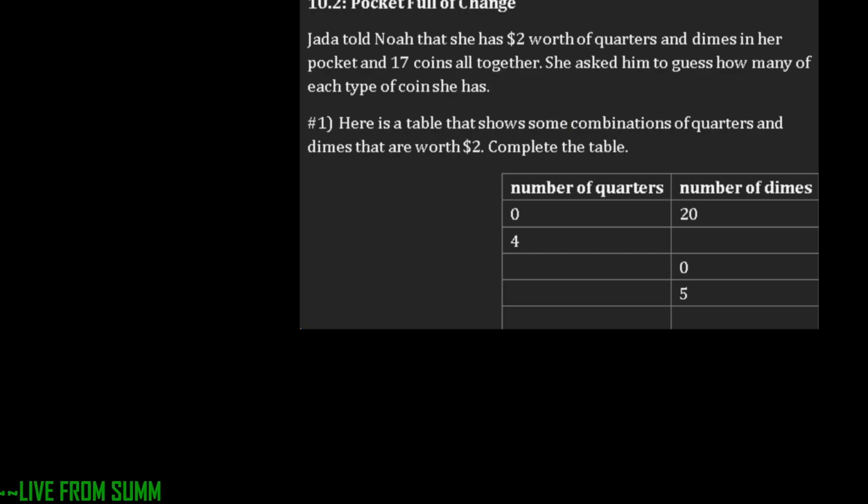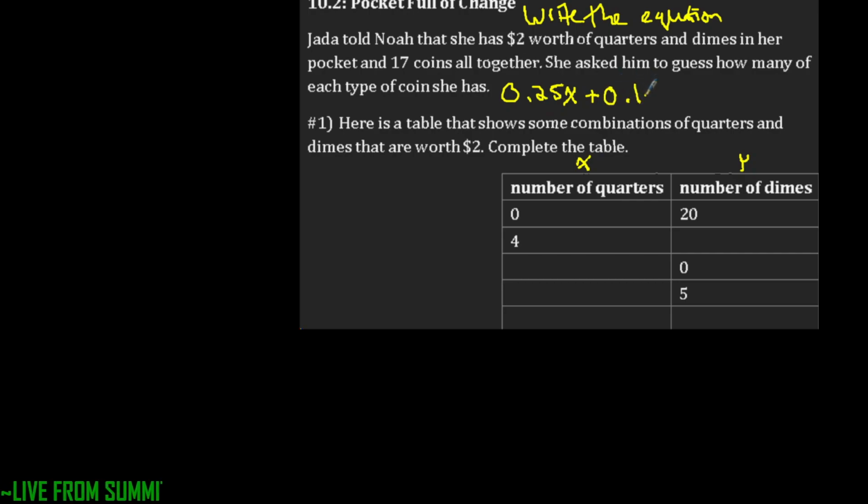So first we need to write the equation. So first step, write the equation. The equation that goes along with it, well, it says a quarter, which is going to be 0.25. We're going to say the number of quarters is going to be x, and the number of dimes is going to be y. How much is each dime? Well, that'd be 0.1 times y. And we said that has to equal $2.